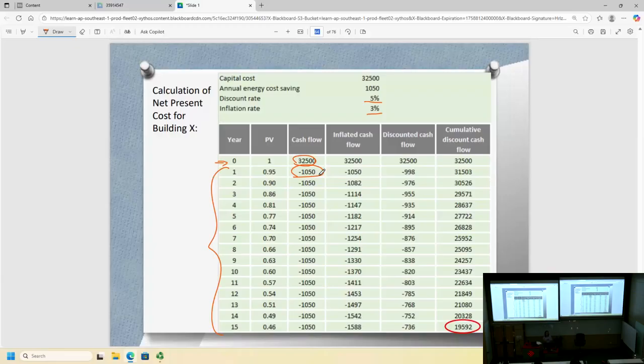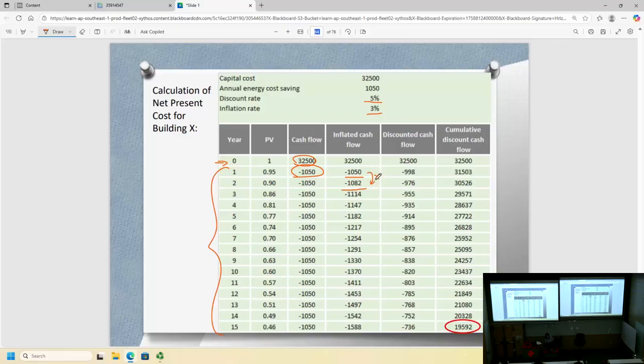And we have inflation. So this year, in year 1, this amount of saving is 1,050, but because of inflation, the energy cost will be getting more and more expensive. So that's why next year we expect the saving will be more, because the energy cost will be getting higher and higher due to inflation. So year 1, you can save 1,050, but next year you can save more because the energy cost is getting higher.